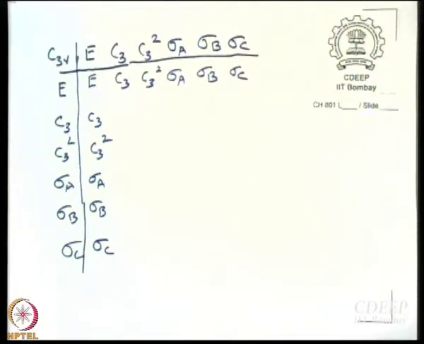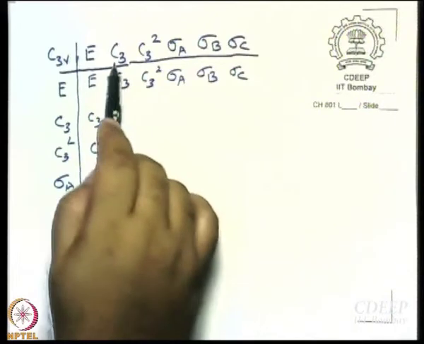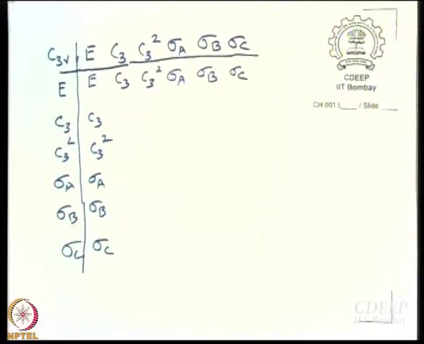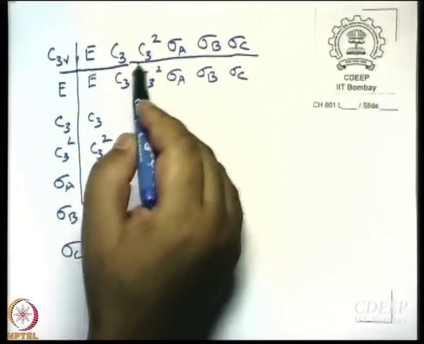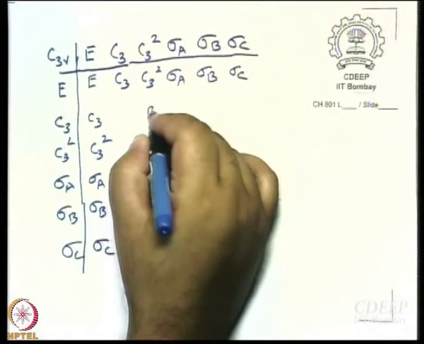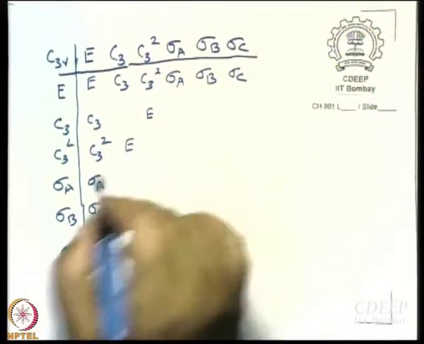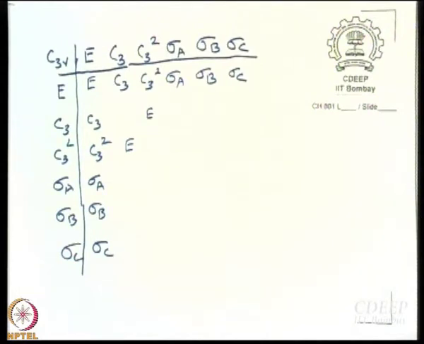And then what you can do is you can fill in the rest. Try doing it. You will find out that for each of these elements, you will be able to write one of these. For example, what is C3 C3 square? E. What is C3 square C3? E. What is sigma A sigma A?